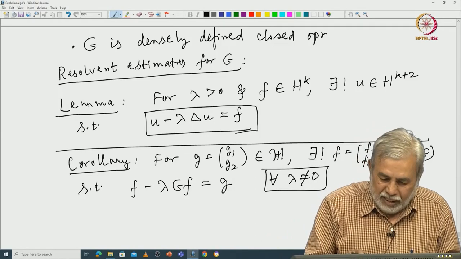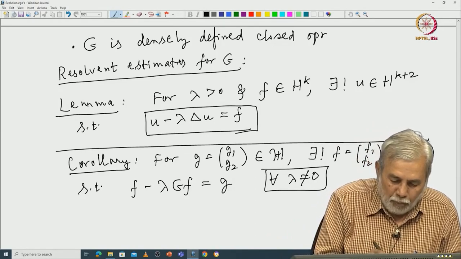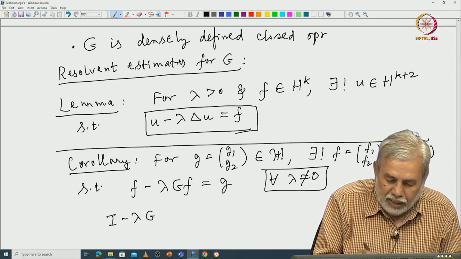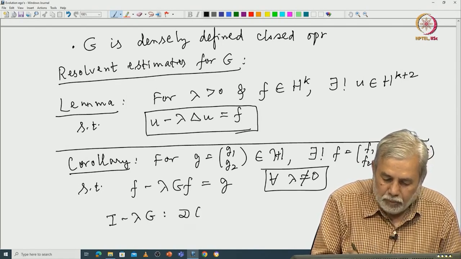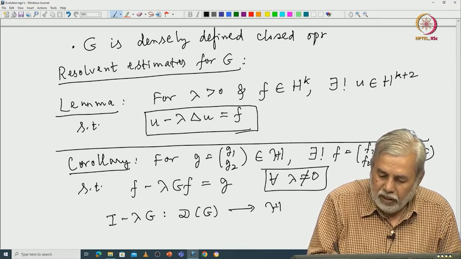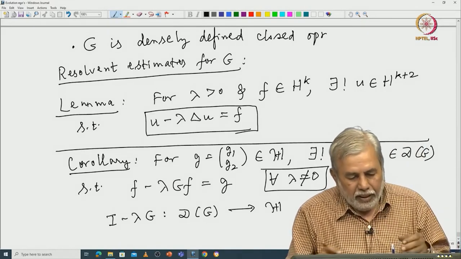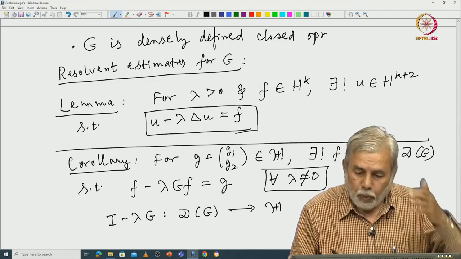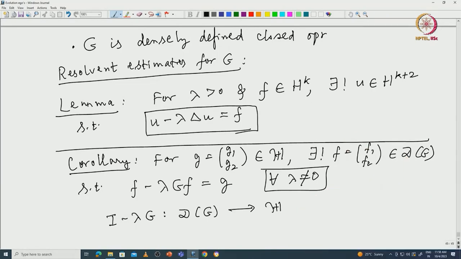So, that means, now this operator, if we consider I minus lambda G, this is from the domain of G to H. This corollary shows that this is a one-to-one onto map, and that is the first step. Then we have, of course, to obtain the resolvent estimates, but that is the first step.